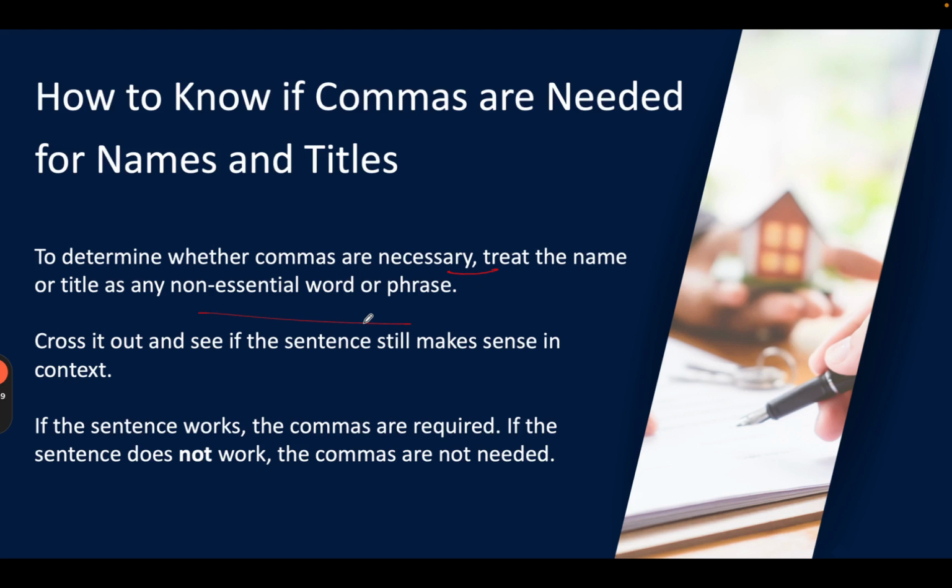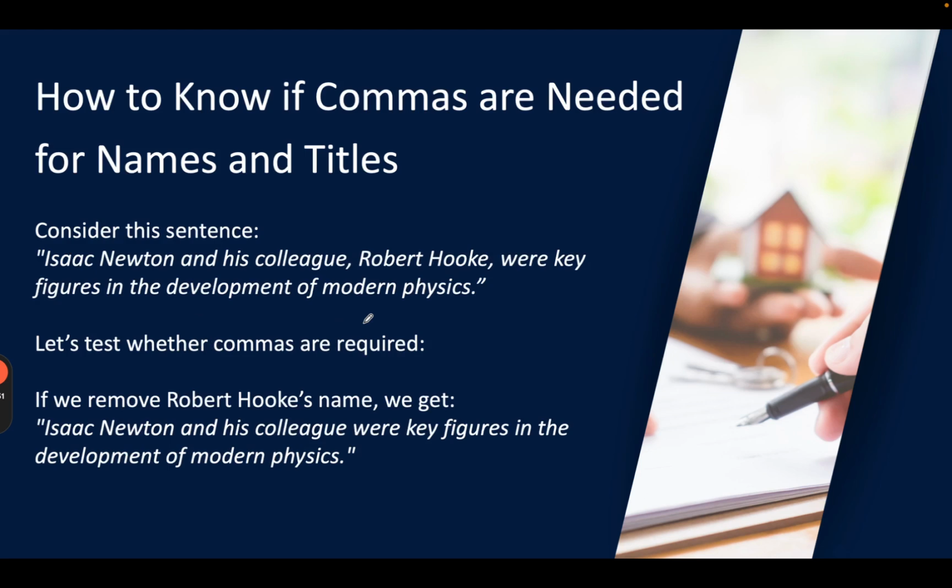Cross it out and see how it is impacting. Let's look at an example for the same. Now, Isaac Newton and his colleague, Robert, were key figures in the development of modern physics. Now let's remove this information. Let's remove the name completely. What do I have? Isaac Newton and his colleague were key figures in the development of modern physics.